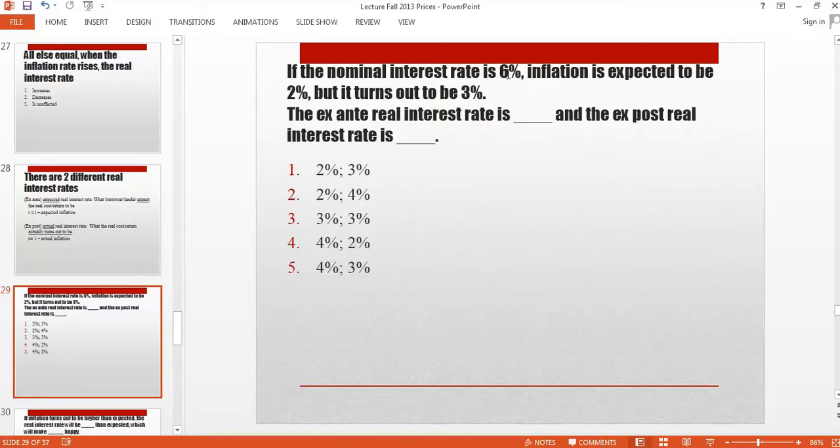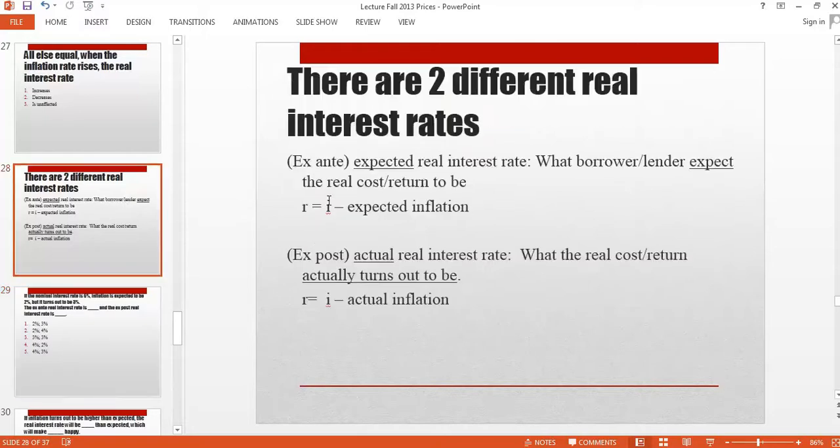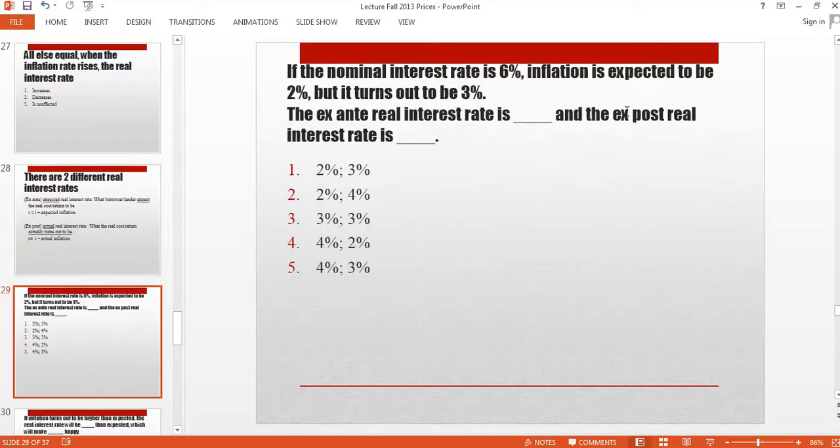Basically, people were expecting to pay 4% above inflation. So they expected inflation to be 2%. They were going to be paying 6% interest. So the expected real interest rate is the nominal interest rate minus the expected inflation rate. So 6% minus 2%, or 4%. And what was the actual real interest rate?